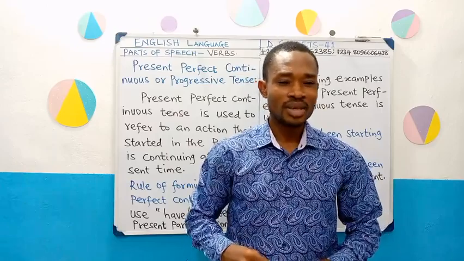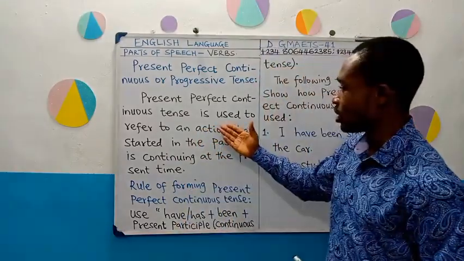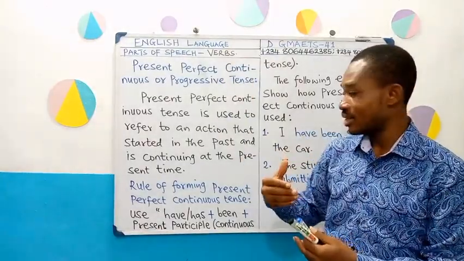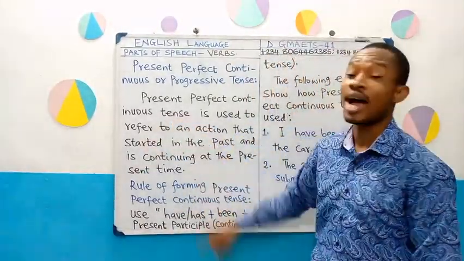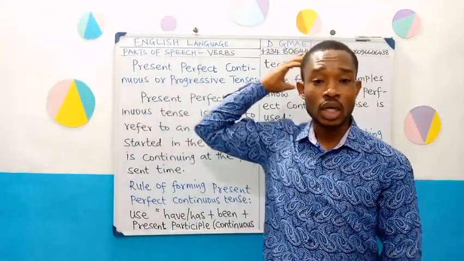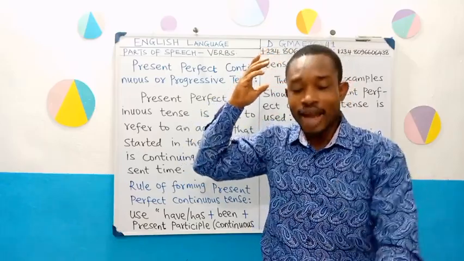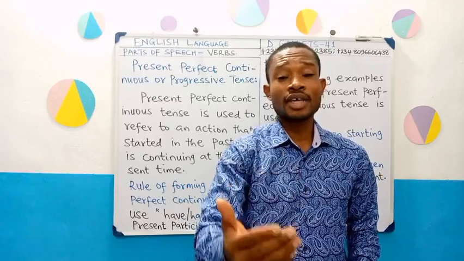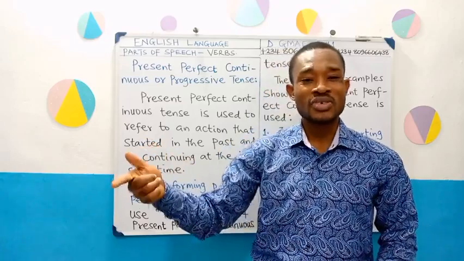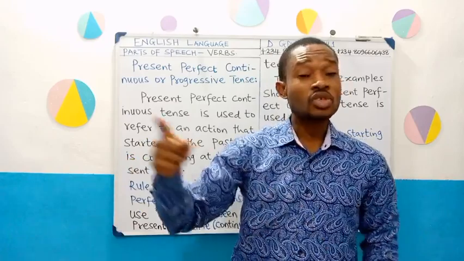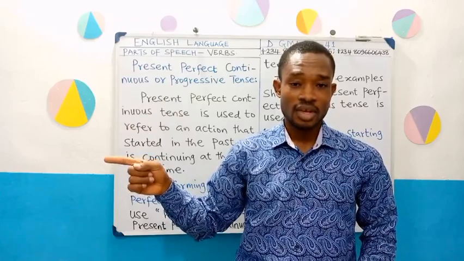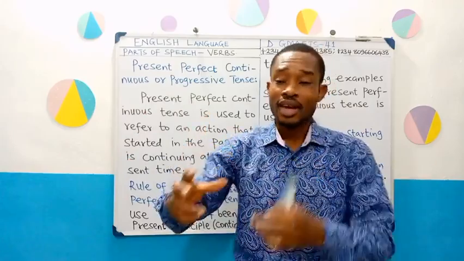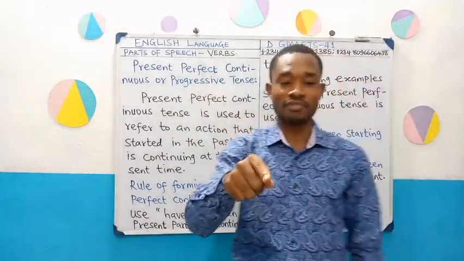What is present perfect continuous tense? Now let's look at this. Present perfect continuous tense is a tense that is used to refer to an action that started in the past and is continuing at the present time. An action started before. Now you are talking about that action. At the time you are talking about that action, the action is still happening. Let me assume that before I came to the class, I saw some students running. I'm now telling you that some students are running. If those students are still running at the present time I'm talking to you, the sentence I'm going to make, I can put it in the present perfect continuous or progressive tense.